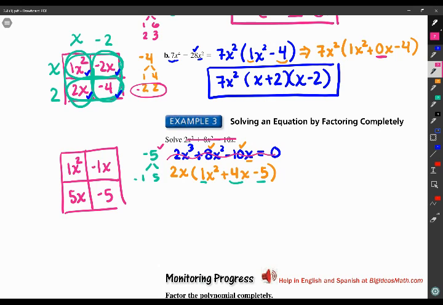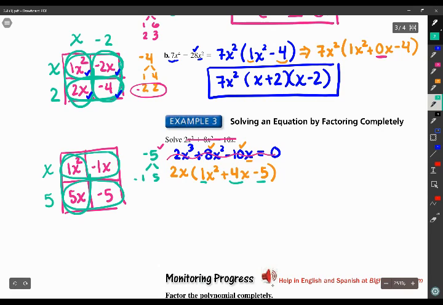And so we're going to take out the greatest common factor. So out of the first row, greatest common factor is x. Second row, greatest common factor is a 5. First column, greatest factor is an x. Second column, greatest common factor is a 1. And again, if we don't catch that negative sign, we will right now.